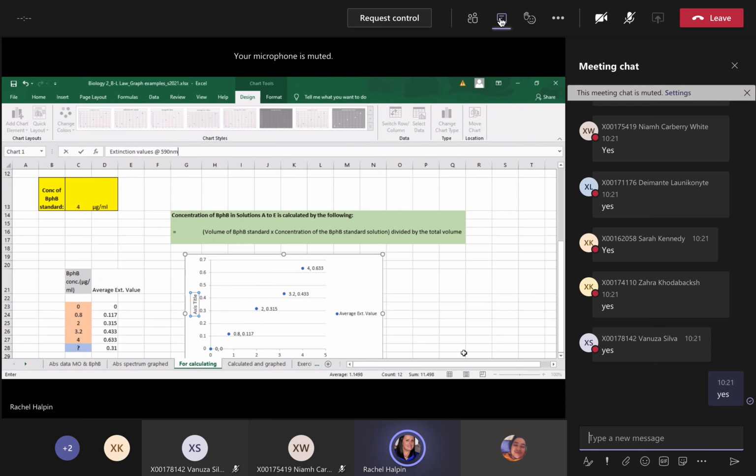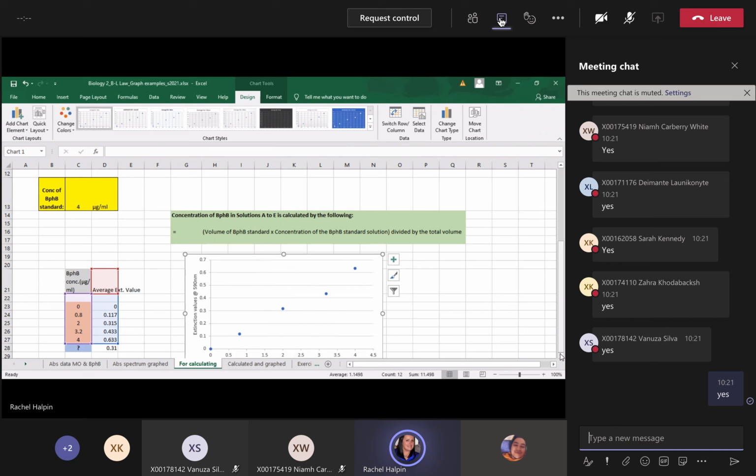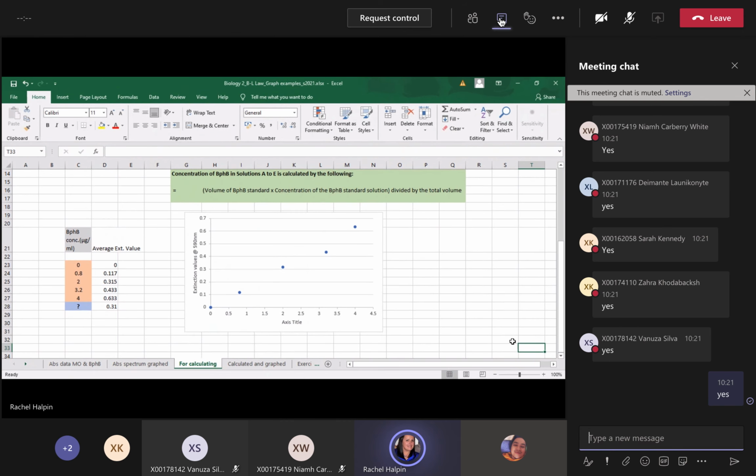Sorry guys, I don't want all those data points. Delete those. You just want literally your points. You can see that it's nice and linear. And you can get rid of this as well. Now, the X title. The X-axis title is going to be bromophenol blue concentration, and that's going to be in micrograms per milliliter.